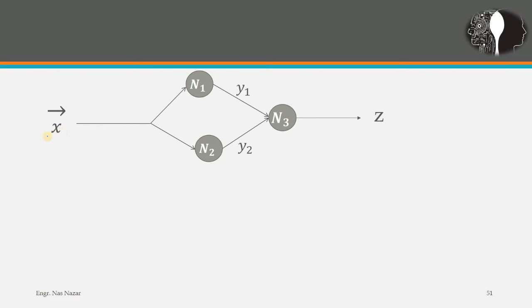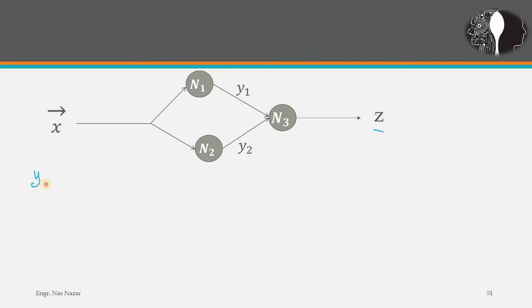This is a block diagram of our multi-layer perceptron, where we have a vector x for our input. We have here 3 neurons, N1, N2, and N3. The output of neuron 1 is Y1, the output of neuron 2 is Y2, and simply we have Z for our output of this system.